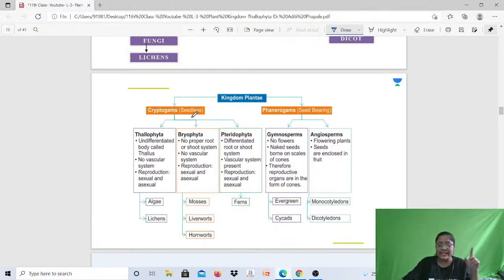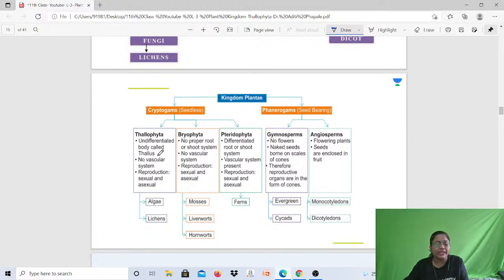Cryptogams are seedless; they do not produce seeds, whereas phanerogams are seed bearing. They have seeds. Now, in cryptogams we have Thallophyta, Bryophyta and Pteridophyta. Let's have a look at some characteristics of each. Thallophyta have an undifferentiated body, which is called a thallus.